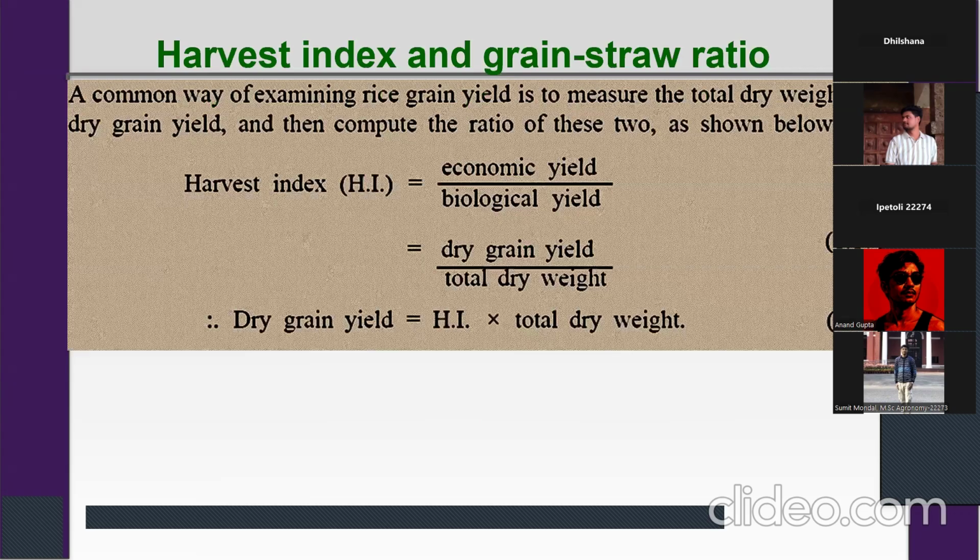So now, after knowing this background, let us know about harvest index and grain to straw ratio.